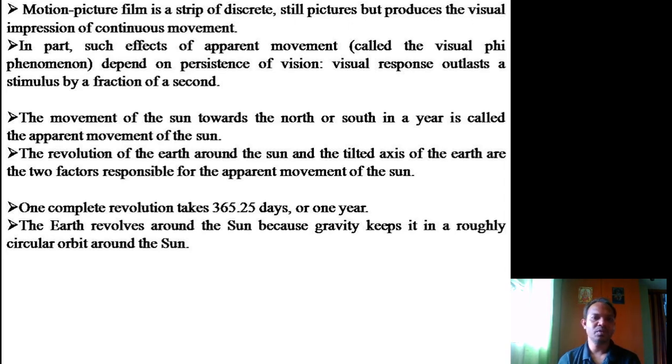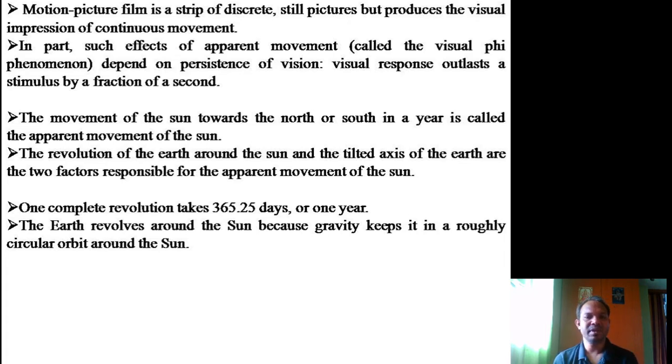The movement of the sun towards the north or south in a year is called the apparent movement of the sun. It is not the path that we see from the east to the west. The revolution of the earth around the sun and the tilted axis of the earth are the two factors responsible for the apparent movement of the sun.